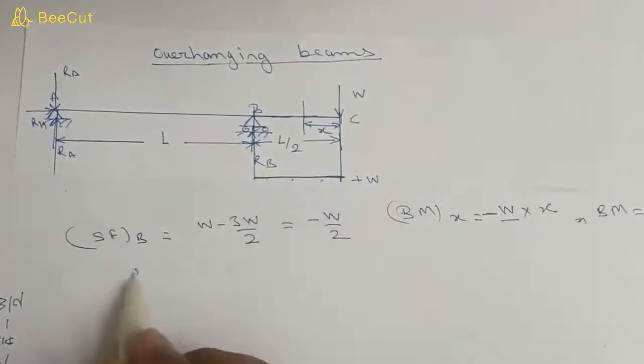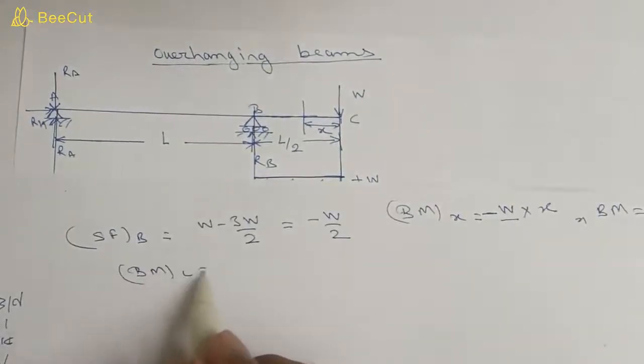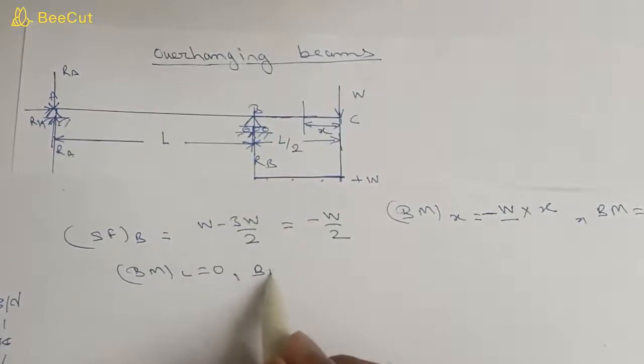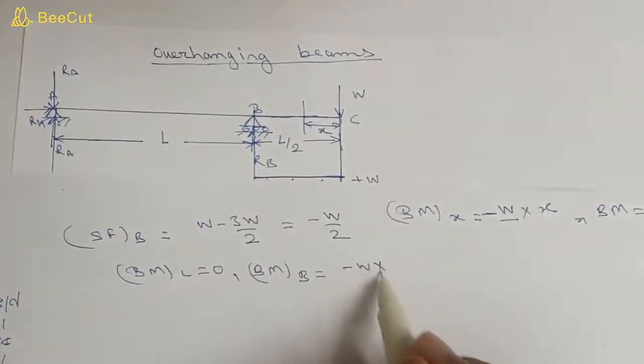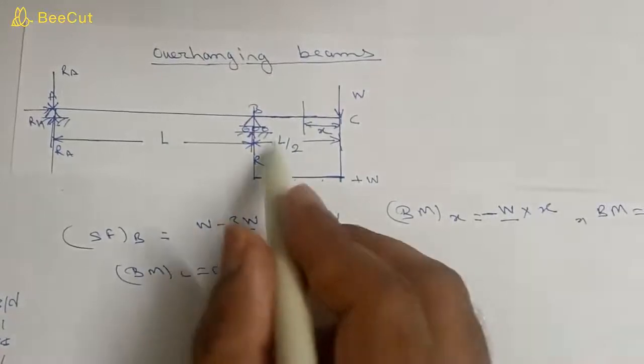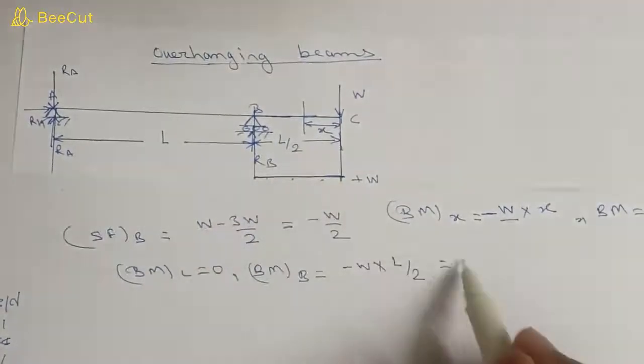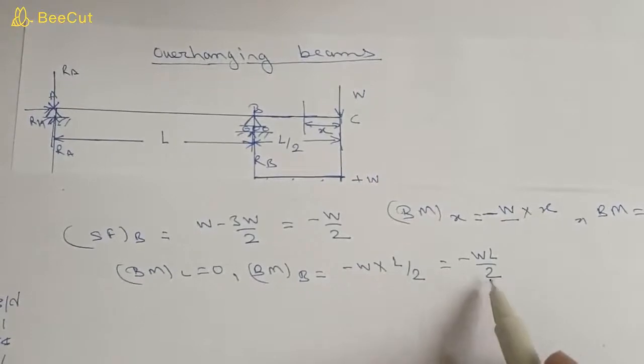So bending moment at C is equal to 0, and bending moment at B is equal to minus W into X, where X is L by 2. So it is minus WL by 2.